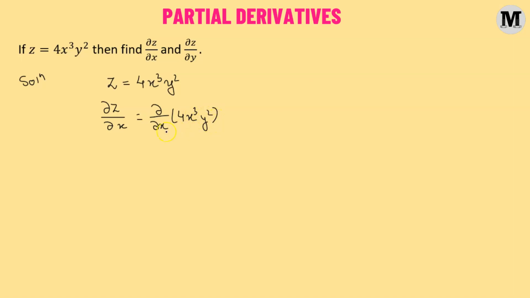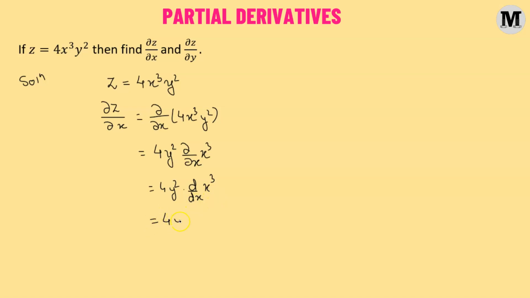Now since we are differentiating with respect to x, and this is a partial differentiation, we're going to treat 4 as a constant, and we are also going to treat y squared as a constant. Now we'll only have to take the partial derivative of x cubed. Since we have taken out the constant, we can also express it as 4y squared times the ordinary derivative with respect to x of x cubed.